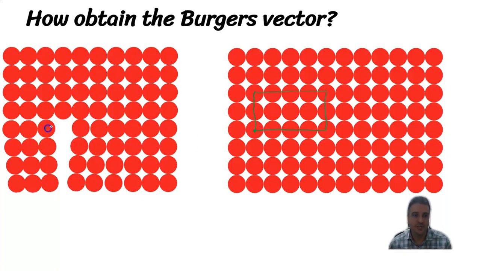I choose a point here. I do the same: 3 up, 4 right, 3 down, and 4 left. So you can see that we didn't reach the initial point. This vector is defined as the Burger's vector.